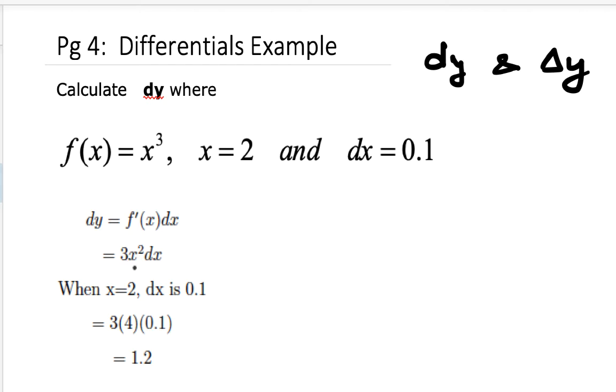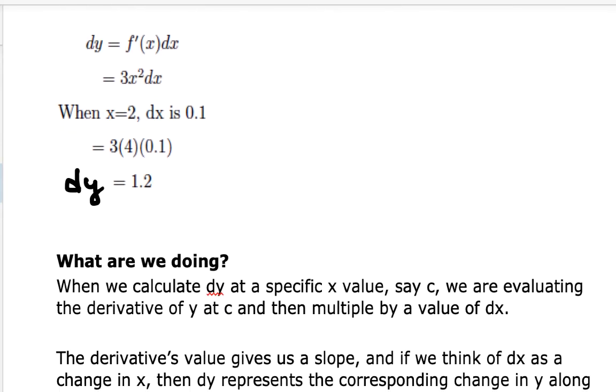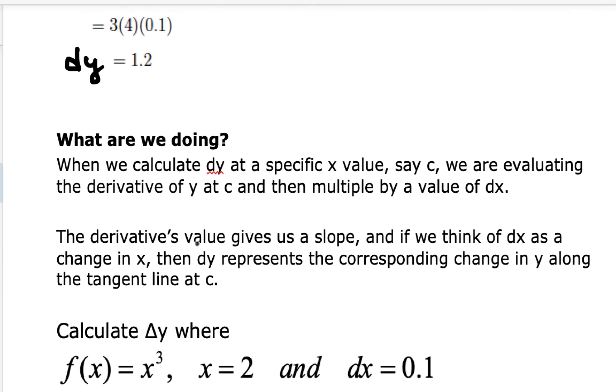And when you substitute the values for x to be 2 and dx to be 0.1, we get the answer for dy to be 1.2. Now, this is just a differential of y. Remember that the derivative's value gives us the slope. And if you think of dx as a change in x, then this dy represents the corresponding change in y along the tangent line at c.